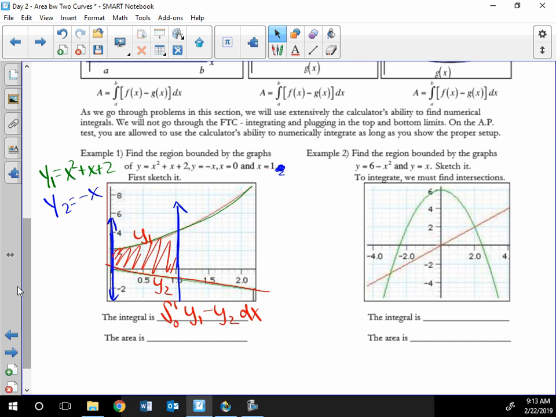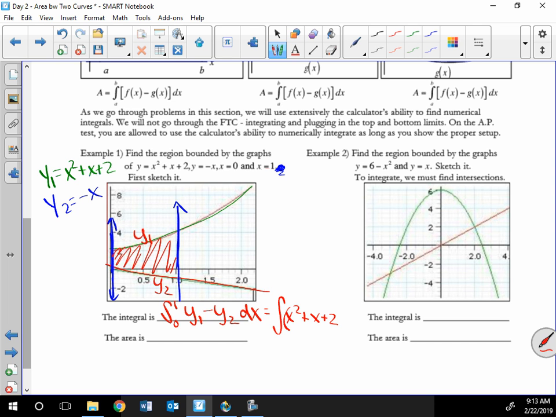If I were to actually write out our integral here, this would be x squared plus x plus 2 minus, and always put these in parentheses just because a lot of times our functions have more than just one component, one term to it, and you want to make sure that you're subtracting that whole function, minus the negative x dx. So we could go through and actually integrate this by hand.